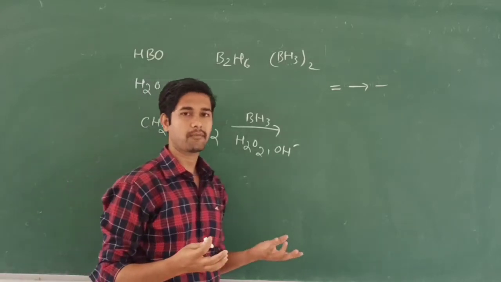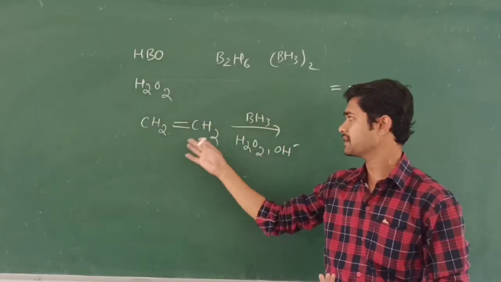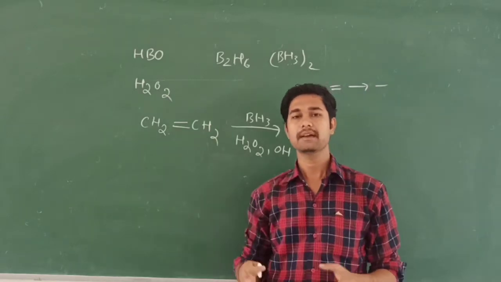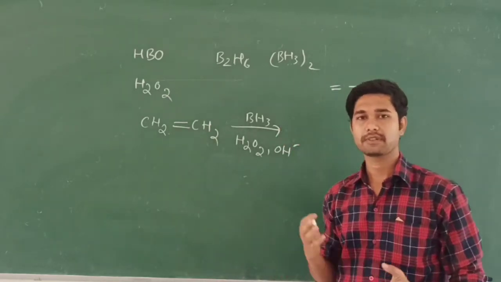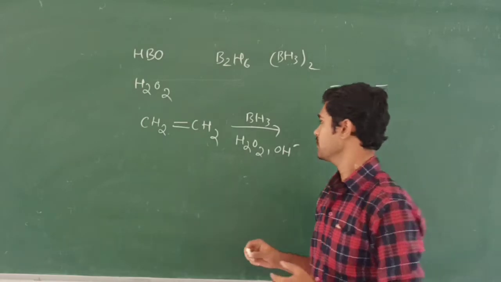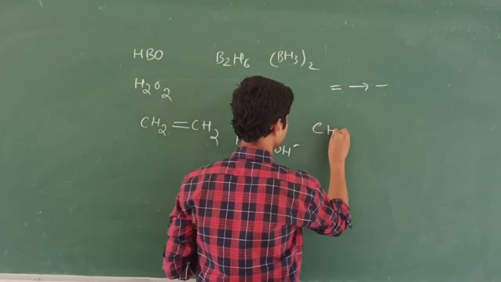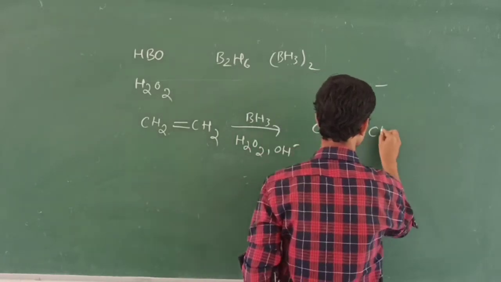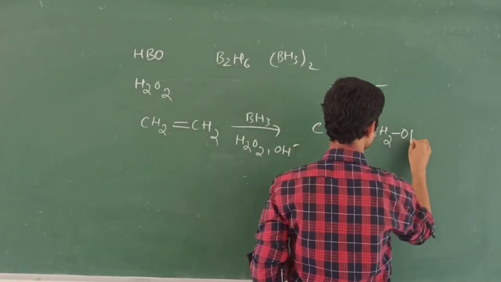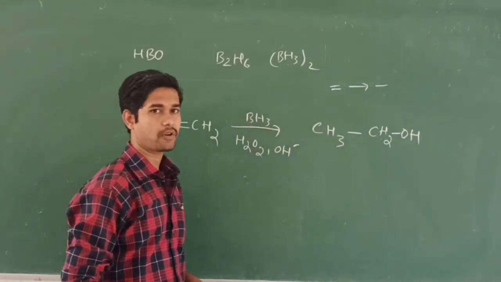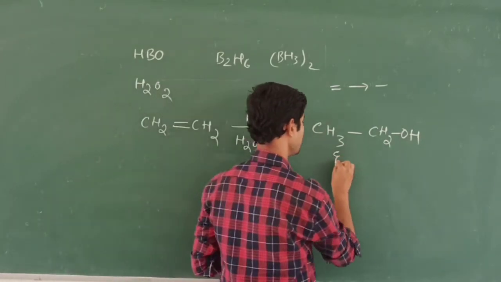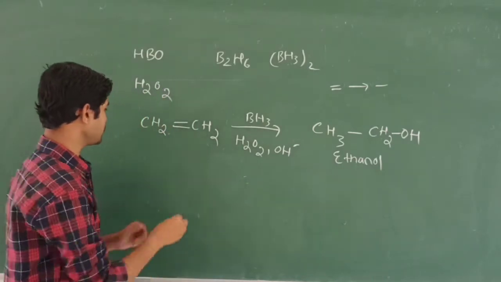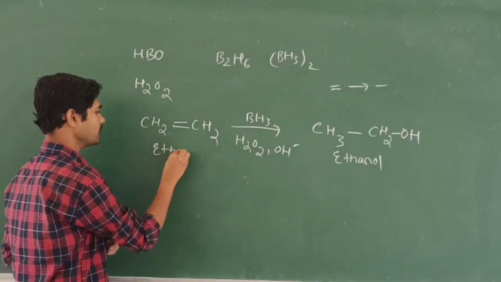This is not a matter of the Markovnikov rule, because this is a symmetrical alkene. Wherever the hydrogen attacks, both carbons contain an equal number of hydrogen atoms, so the Markovnikov rule does not matter here. On one side hydrogen comes, making CH3, and on the other side the OH group comes. The name of this product is ethanol. That is the case for the symmetrical alkene, ethene.